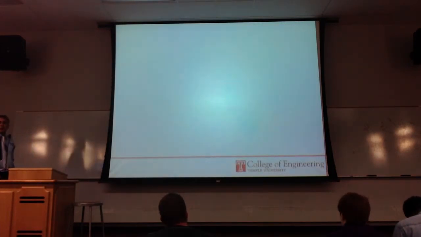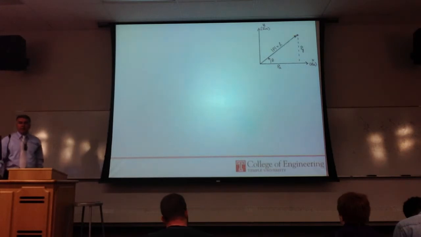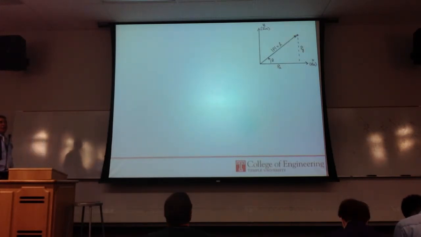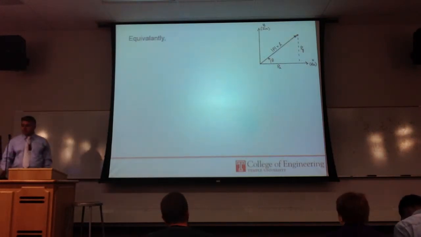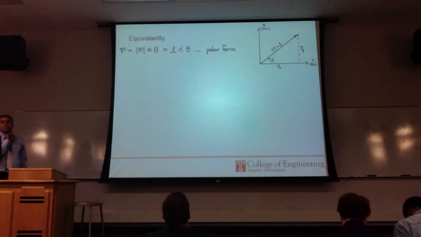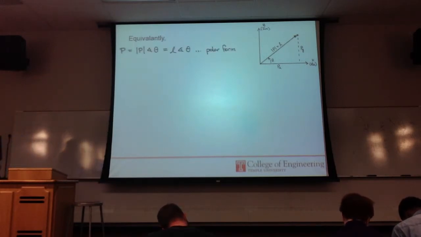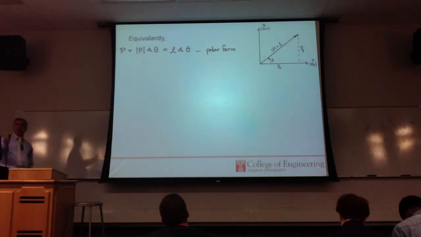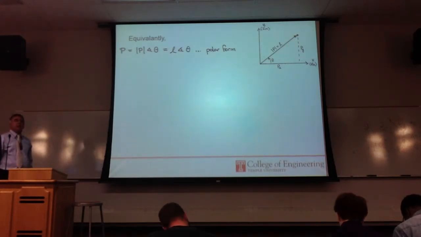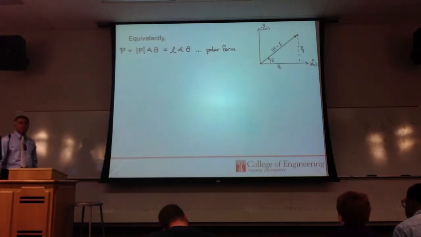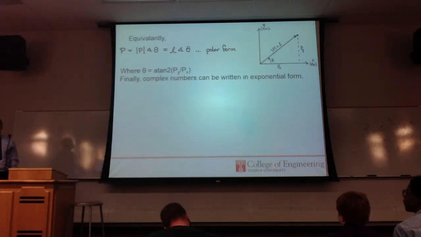Okay? So, going back to the problem that we have, basically what we have done is use a polar form to describe a complex number. In this case, somebody told me what theta is. What was theta? A tan 2 of py over px.